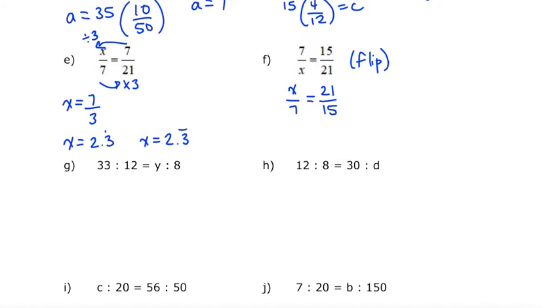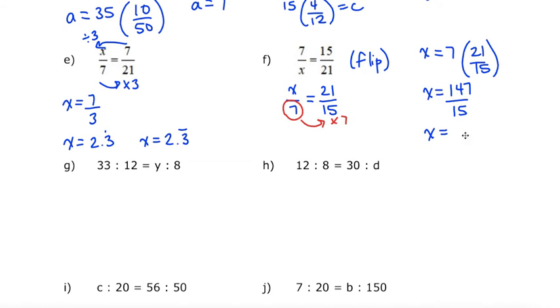So all I've done is flip both of these fractions, and now I can solve for my unknown using the strategy we learned in the previous examples, where we multiply both sides by 7 so it disappears from the left-hand side this time. So I have x is equal to 7 times 21 over 15. 7 times 21 is 147. I want to divide that by 15, and that works out to approximately 9.8.